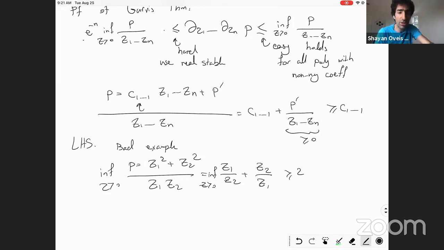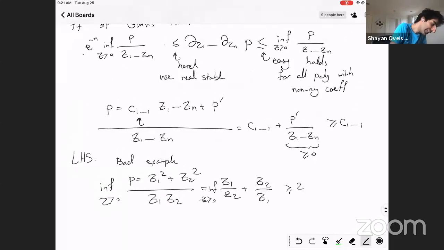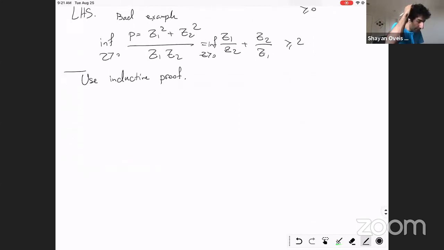I'll say more about what's happening here, and what is special about real stable polynomials in this context. But for now, let's just try to prove this. I want to prove again the left-hand side of this theorem, and I want to use an inductive proof. First I'm going to write the base case.